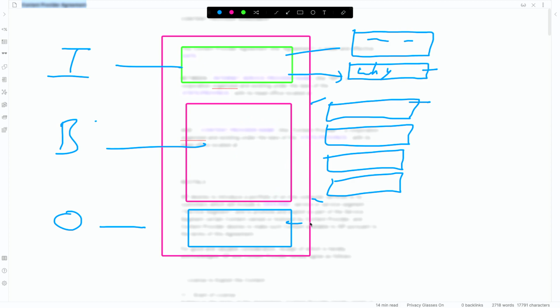In the outro, you put the names of the people who are signing the contract and the attachments. In this case, we have some attachments, so you put them in it.